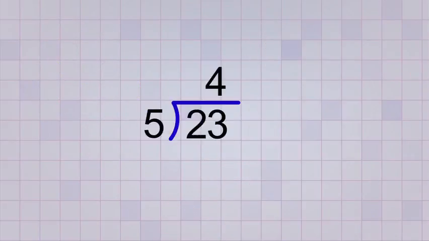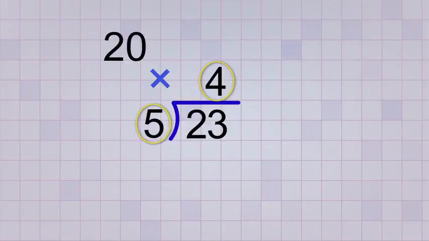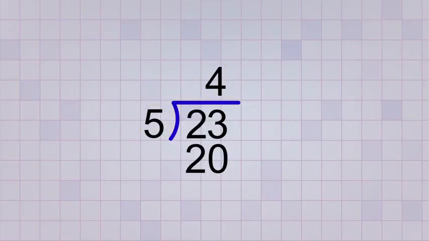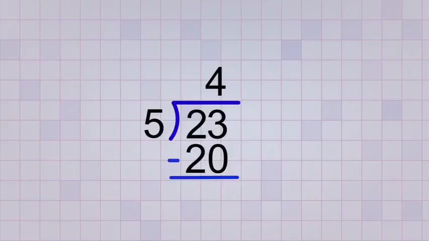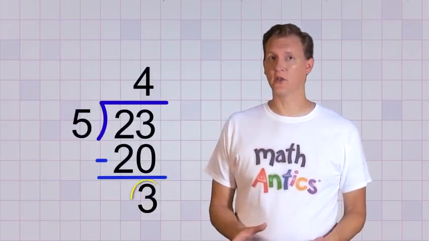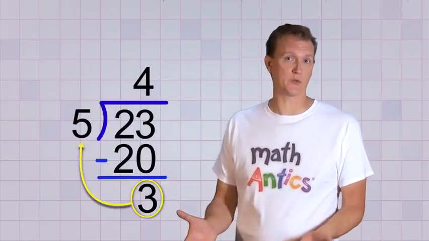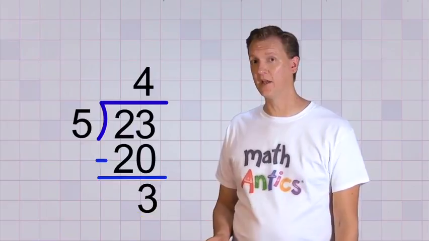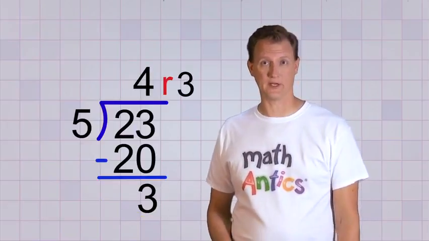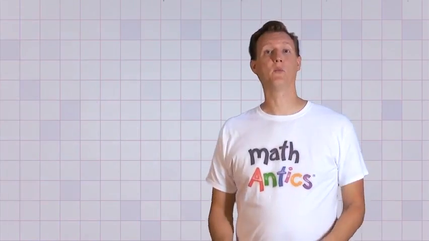Next, we need to do the step where we multiply the answer, 4, by the number of groups, 5, and we get 20, which we'll write below the number we're dividing up, 23. Now we subtract those numbers to see what our remainder is. 23 minus 20 is 3. Well, that's good. 3 is less than our number of groups, so it's a reasonable remainder. So our answer to 23 divided by 5 is 4 with a remainder of 3. Let's do one more before you try working some out on your own, okay?